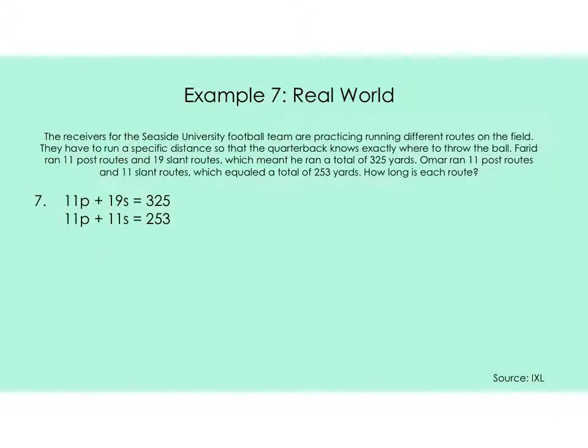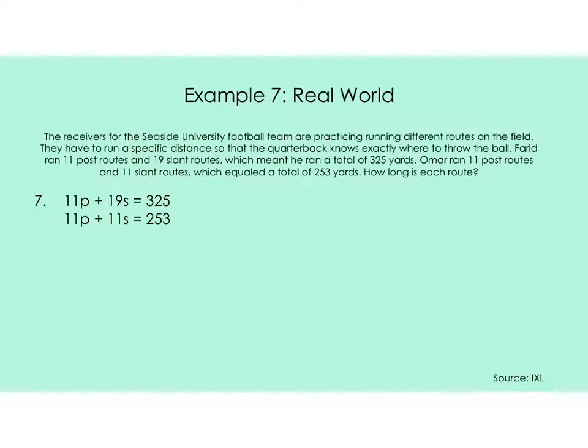The first step in solving a word problem in which you have to set up the equation on your own is to choose a variable for each factor of the equation. So here the p's represent the post routes and the s's represent the slant routes. So in the top equation, the 11p is the 11 post routes that Fareed ran, and the 19s represents the 19 slant routes he ran, and then the 325 is the total yards. And the 11p underneath represents Omar's 11 post routes, and the 11s represents Omar's 11 slant routes, and then the 253 represents his total yards.